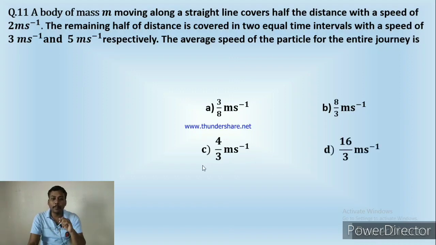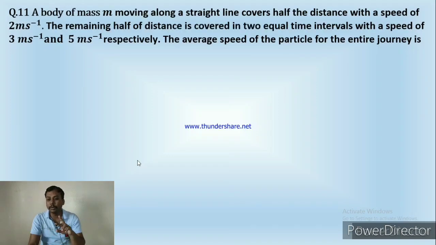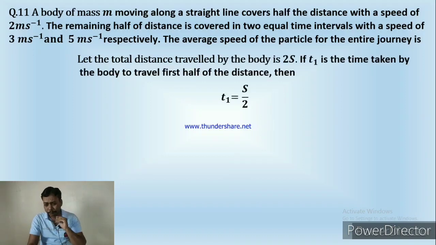Now let's see. A body of mass m moving along a straight line covers half the distance with a speed of 2 meter per second, and the remaining half distance is covered in two equal time intervals with a speed of 3 meter per second and 5 meter per second. The average speed of the particle for the entire journey is. Let the total distance travelled by the body be 2s. If t1 is the time taken by the body to travel the first half distance, then t1 is equal to s by 2, because the total distance travelled by the body is 2s.